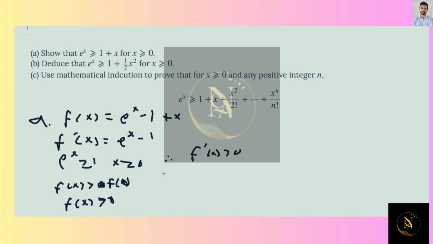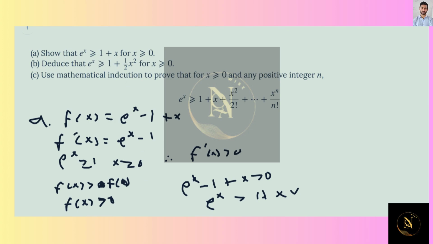then if we know that's true, we can go ahead and plug in f of x. That gives us e to the x minus 1 plus x is greater than 0. And now we can move the terms over to the other side and we get e to the x greater than 1 plus x. And it is proven.